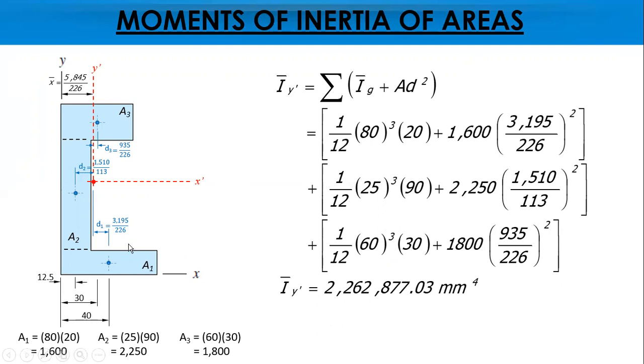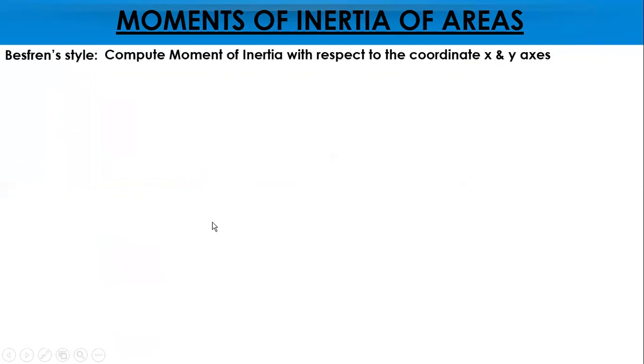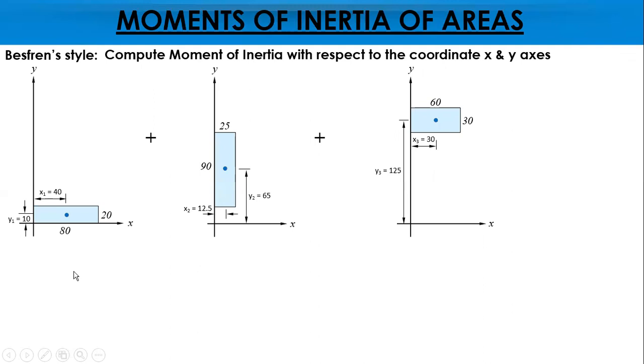So if you want to get rid of D1, D2, and D3, you can use my style. My style is first, compute the moment of inertia with respect to the coordinate x and y axis. So let's recall our three elements. We transfer the moment of inertia of the three elements from its centroidal axis to the coordinate x-axis.